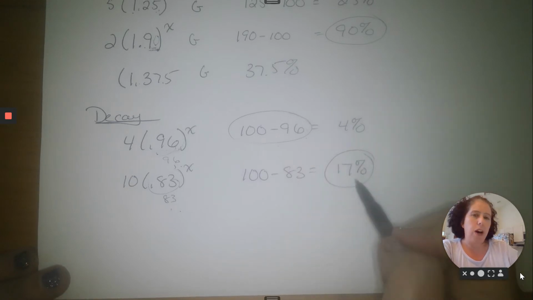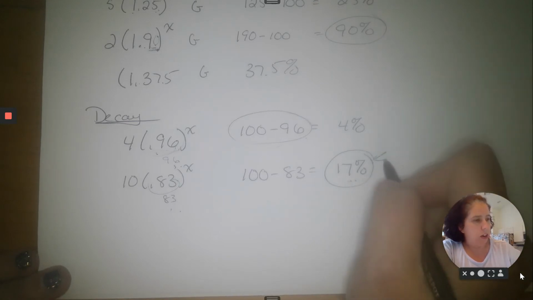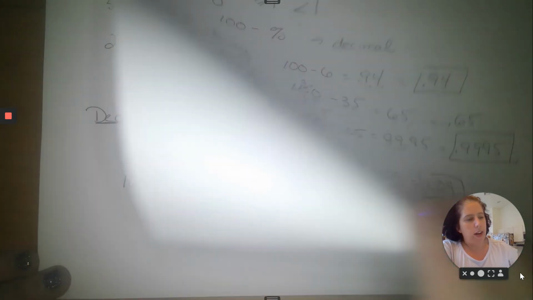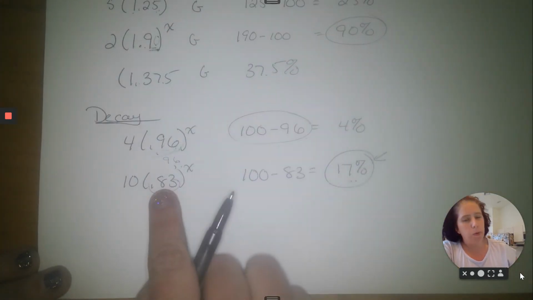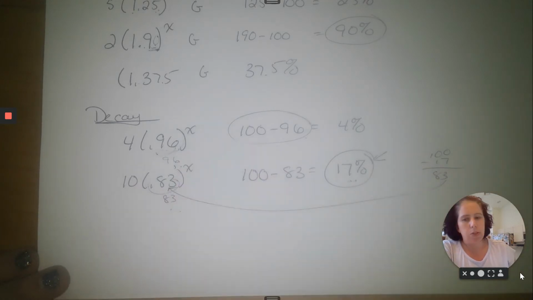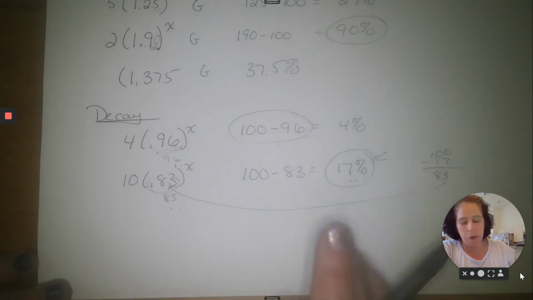Okay, what I would do if I was you is go back and check this, okay? So if this is your percent rate, you're going to go back to what we did over here. Okay, so I have a 17% decay. What would my multiplier be? So it'd be 100 minus 17, so that gives me 83, which is that same number there, okay? So be careful with that.